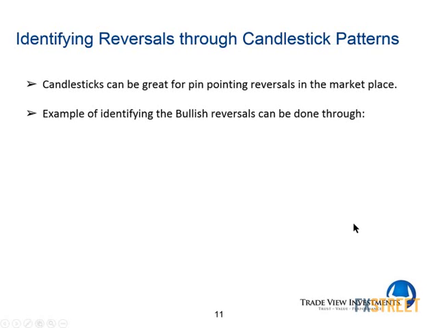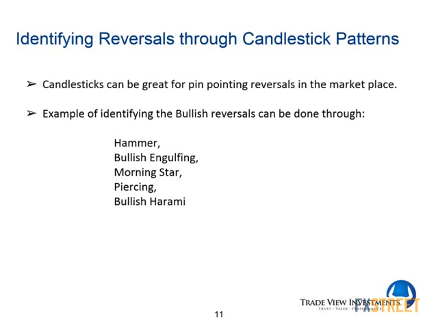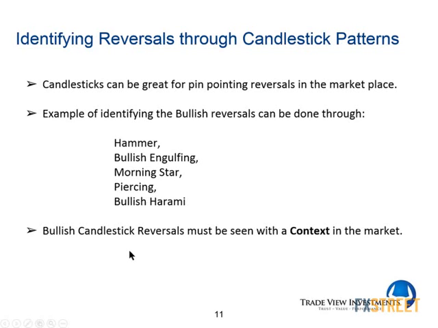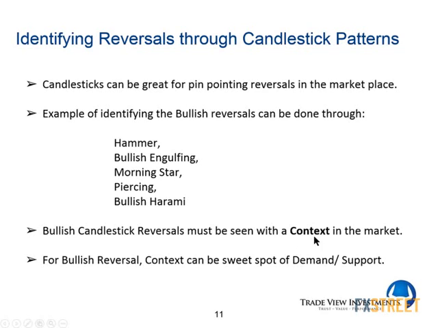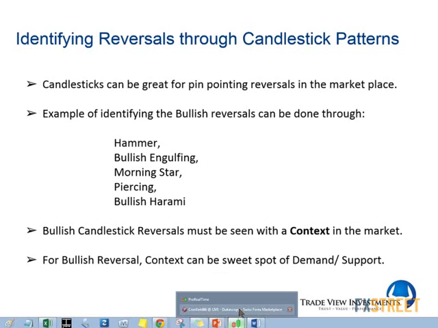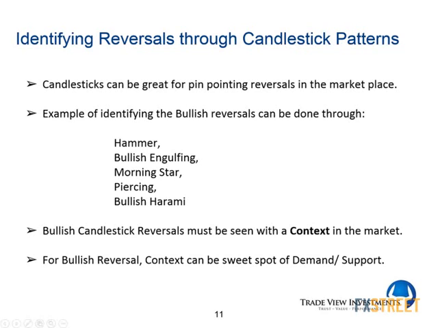Okay. Now I'll show you some examples on live charts, past and present, of bullish candlestick reversal patterns like the hammer, engulfing, morning star, piercing, and harami. The most important thing to remember is that all these reversals must be seen with a context. If there is no context, there is no candlestick. This context can be demand, supply, or a sweet spot of Fibonacci. Okay. So let's go and show you something.